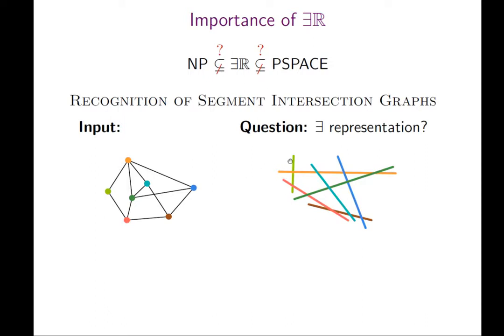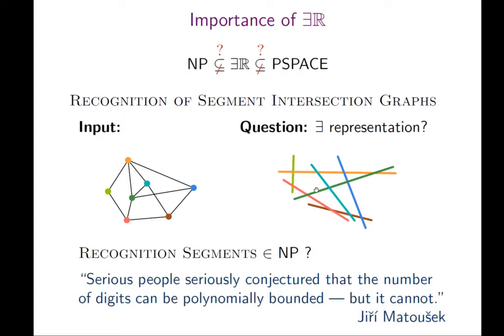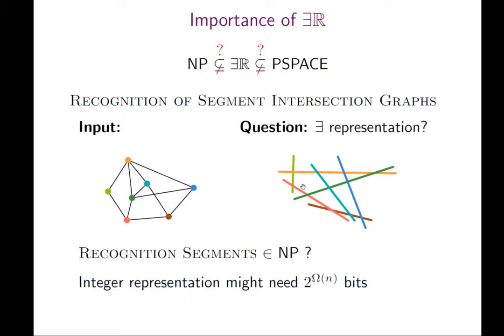And because of some perturbation argument, you would think, oh, it's easily shown to be in NP. We know the integer coordinates of phi, and probably those coordinates shouldn't be too large. So the problem is recognition segments in NP, and Jiří Matoušek commented on this, and he said, well, people seriously conjectured that the number of digits can be polynomially bounded, but it cannot. So people thought, oh, maybe you just need to specify these coordinates, and probably you don't need such large coordinates. But this turned out to be wrong.